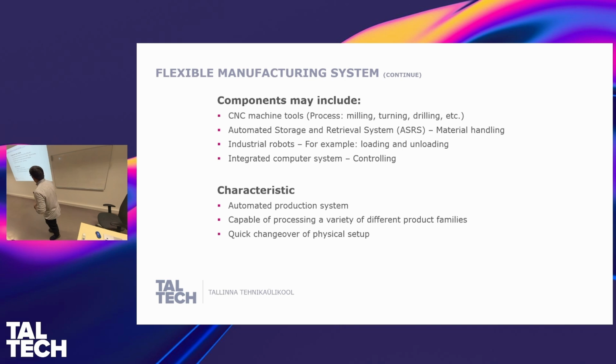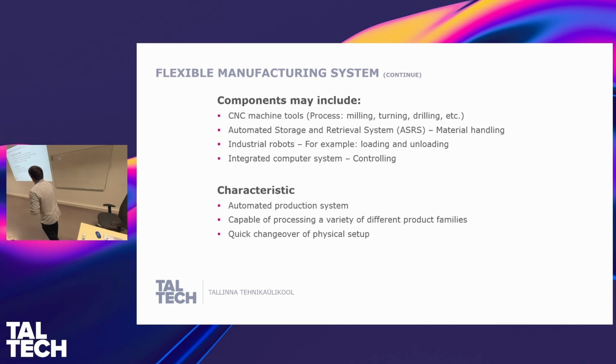So what other characteristics do they have? First of all, they are highly automated production systems, capable of processing a variety of different product families. Again, in one batch I have a simple detail, then in the next batch of production I have a complex detail, but flexible manufacturing systems are able to handle this, since the changeover can be done quickly, with less manpower or working hours needed.